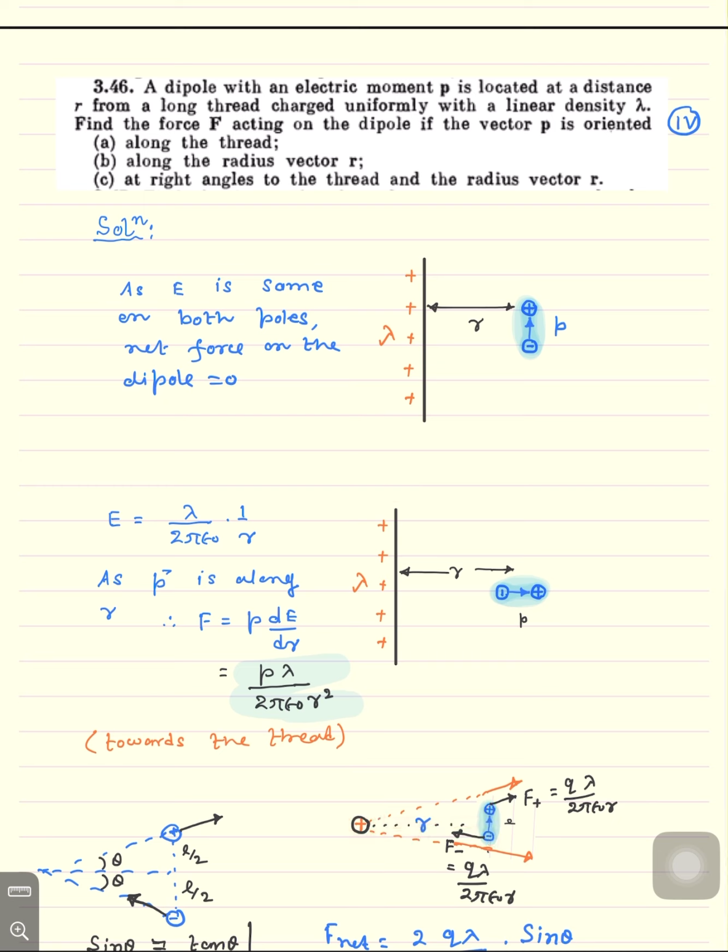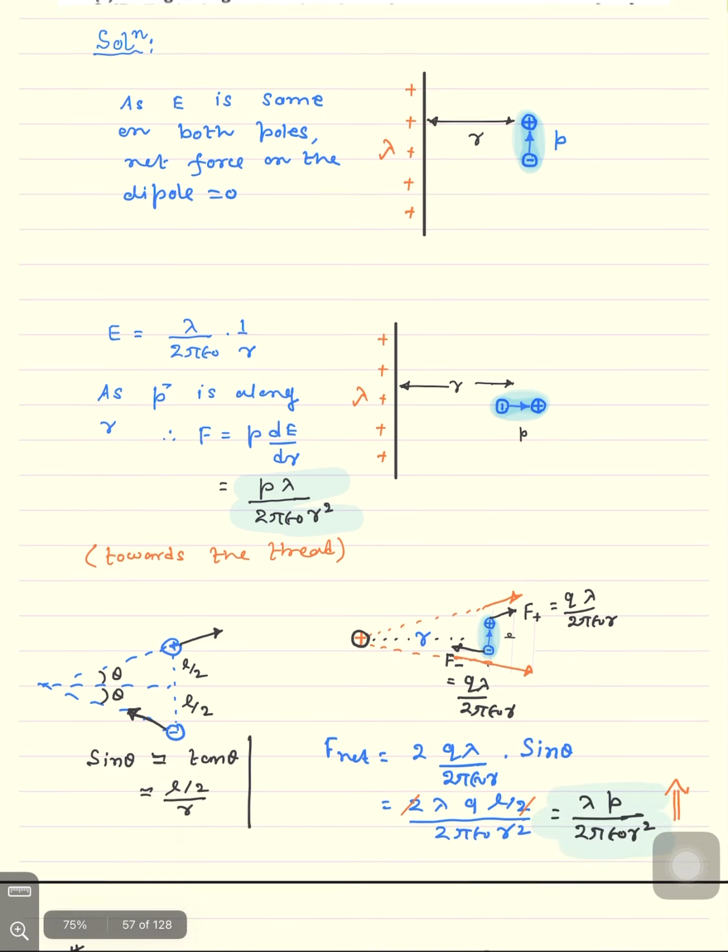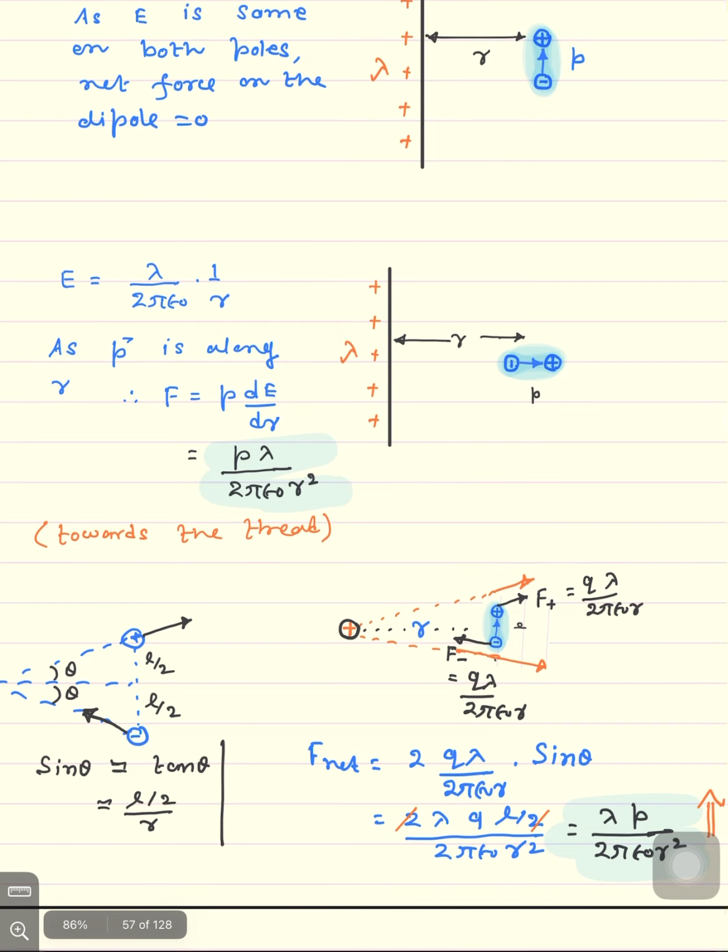In this case, we will try to find the force on individual poles, and by symmetry the field on both poles will be of the same magnitude. This pole will experience a field like this, and this pole will experience a field like this, in both cases radially outward. But since this is a negative charge, here the force will be opposite to the field, so it will be towards the thread. Here it will be away from the thread, in the same direction as the field.